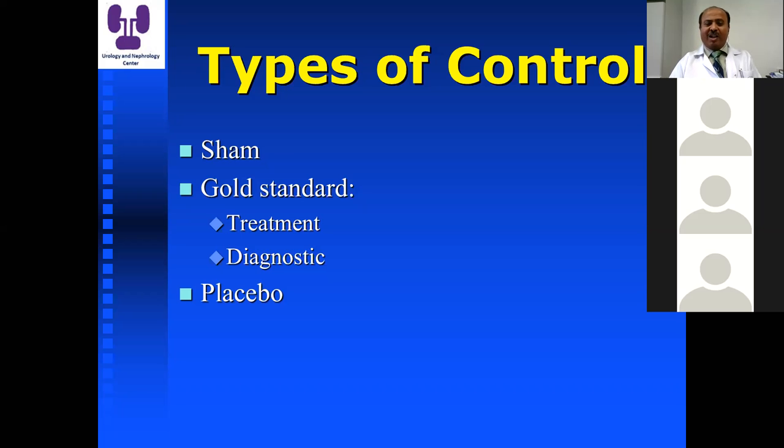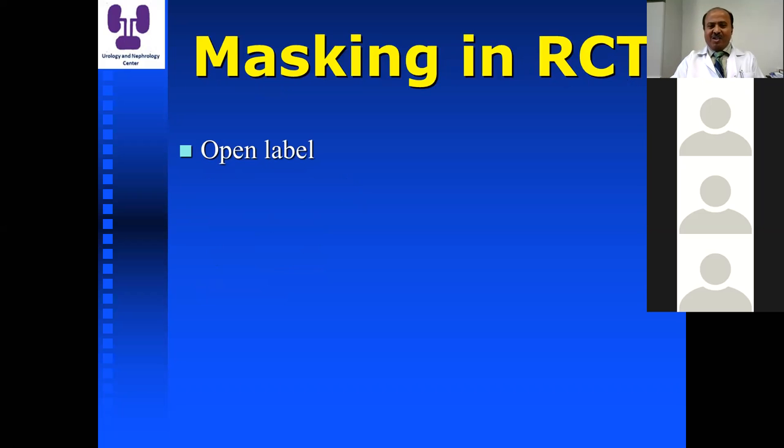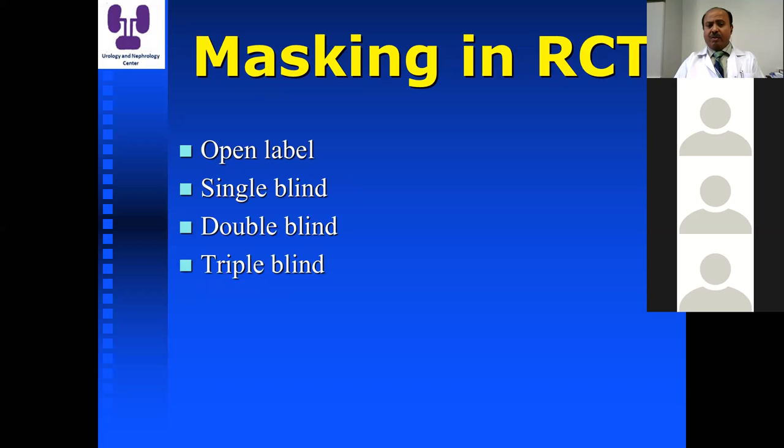How to get rid of nocebo and placebo? This will be explained in the masking and randomized control study. Again, randomization means a process to avoid selection bias. And then the types of randomized controlled trials are either open label, single blind, double blind, or triple blind. Do you know what the difference is between open, single, double blind, triple blind? Toka?